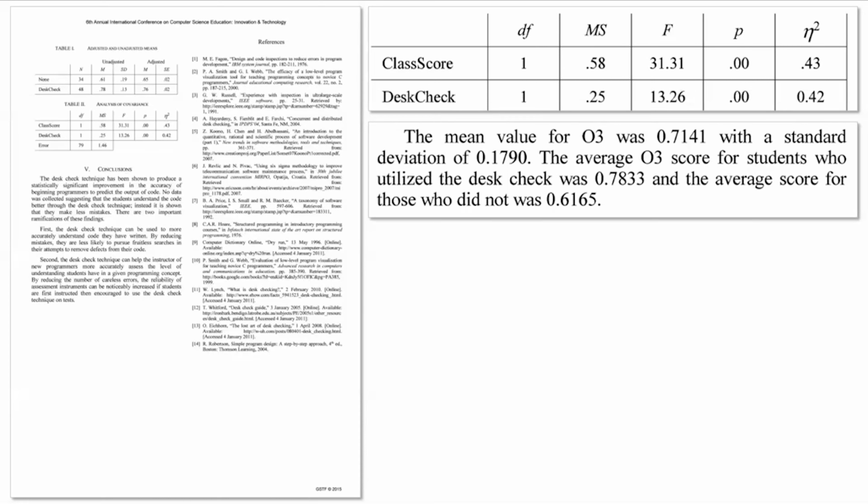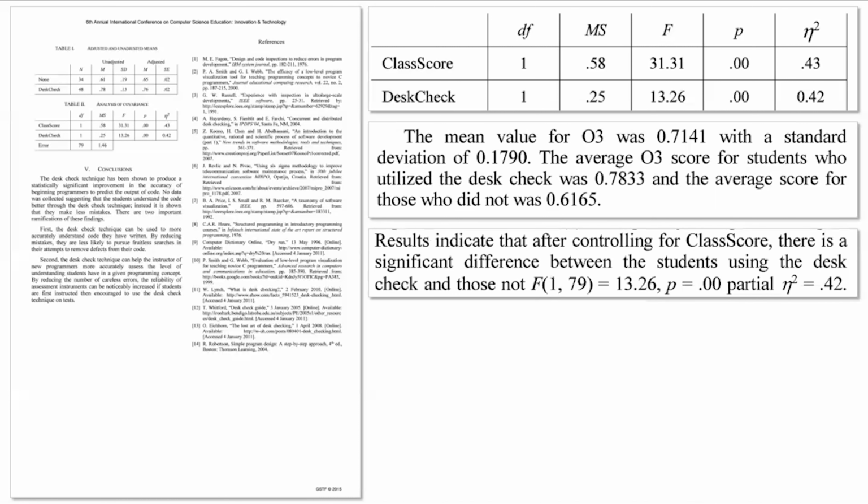And remember, the students had a very comparable grade moving into the exam. Results indicate that, controlling for the class score, in other words, their grade going into the exam, there is a significant difference between the students using the desk check or trace and those who do not. And so p equals 0.00. In other words, there's essentially no chance that the effect we're measuring is by chance alone. Usually the threshold is 0.05. In other words, there's a 5% chance that what we're noticing is random, but here there's less than a 1% chance that a random effect is causing this difference in score.